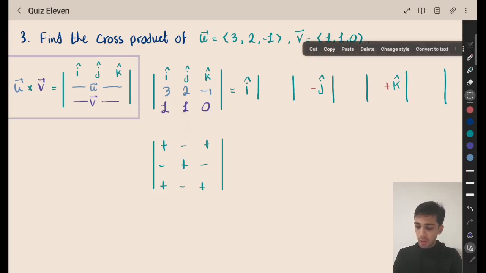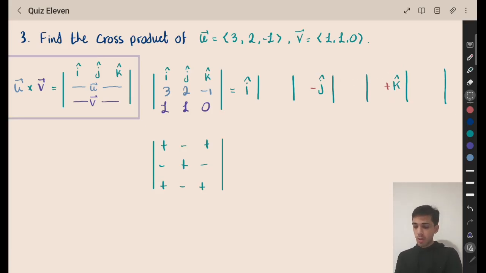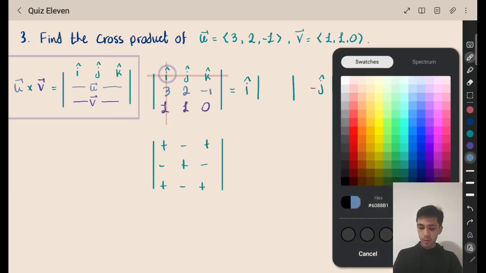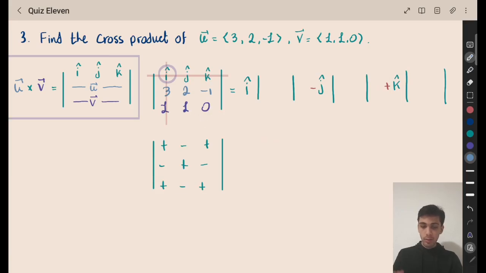And now I need to figure out what the smaller matrices are. The smaller matrices are always the ones which are not in the rows and diagonals. So you do like this, like that. You look at the row and column in which your entry is at. So I'm at i, I eliminate these two, and I immediately get my intended smaller determinant: 2, minus 1, 1, 0. I hope you've seen this somewhere before.